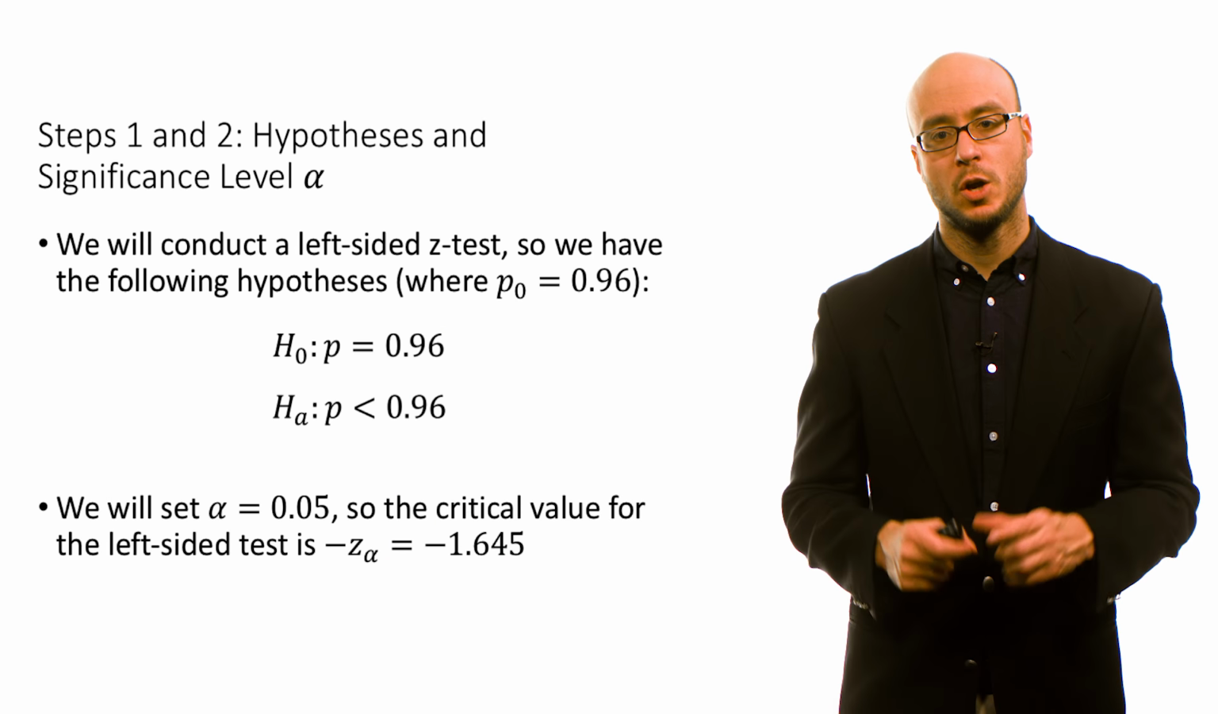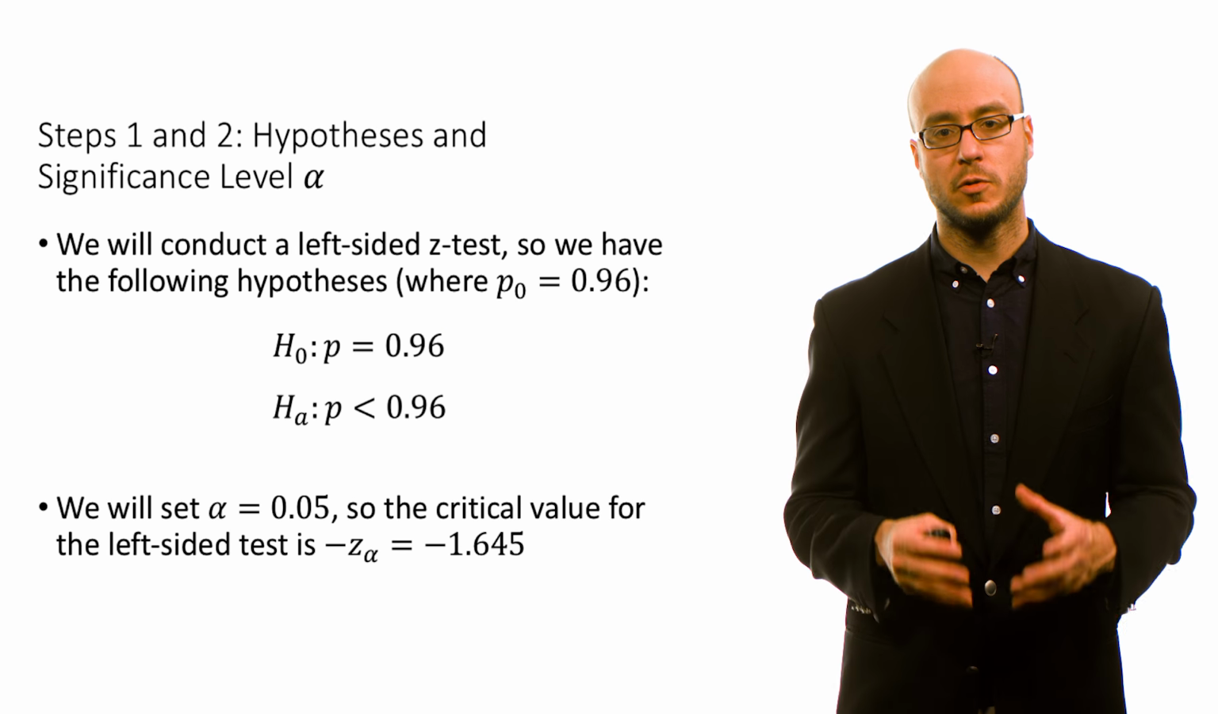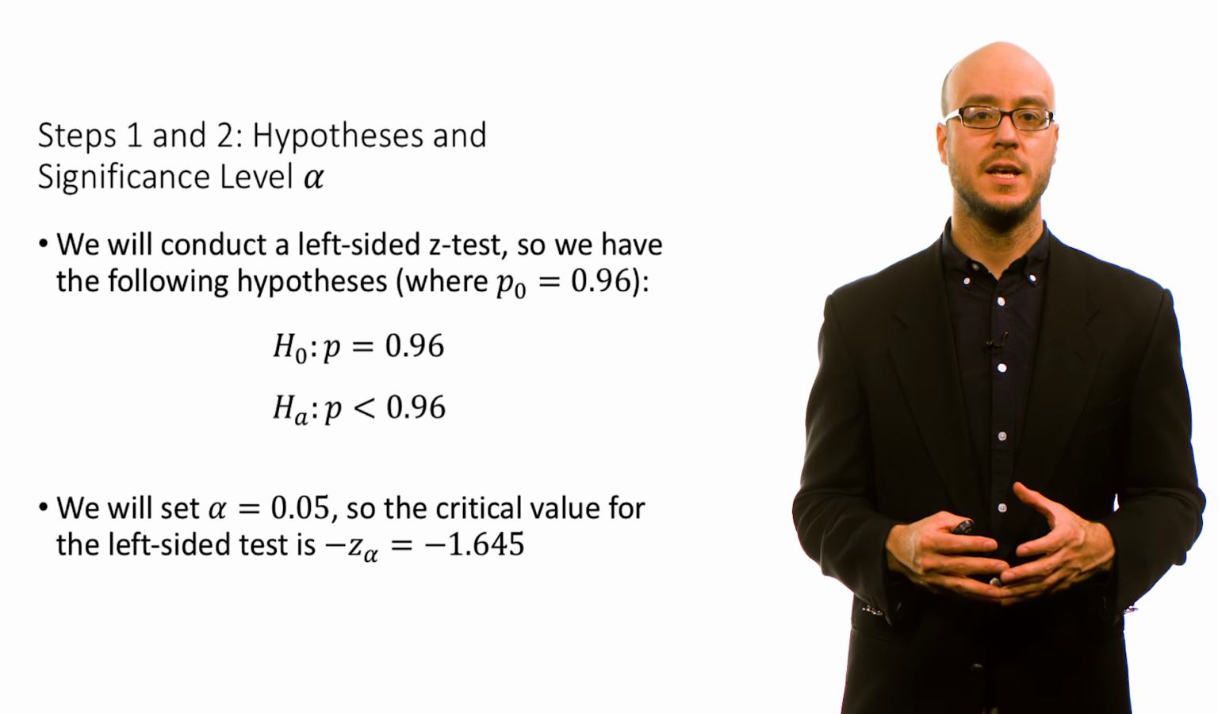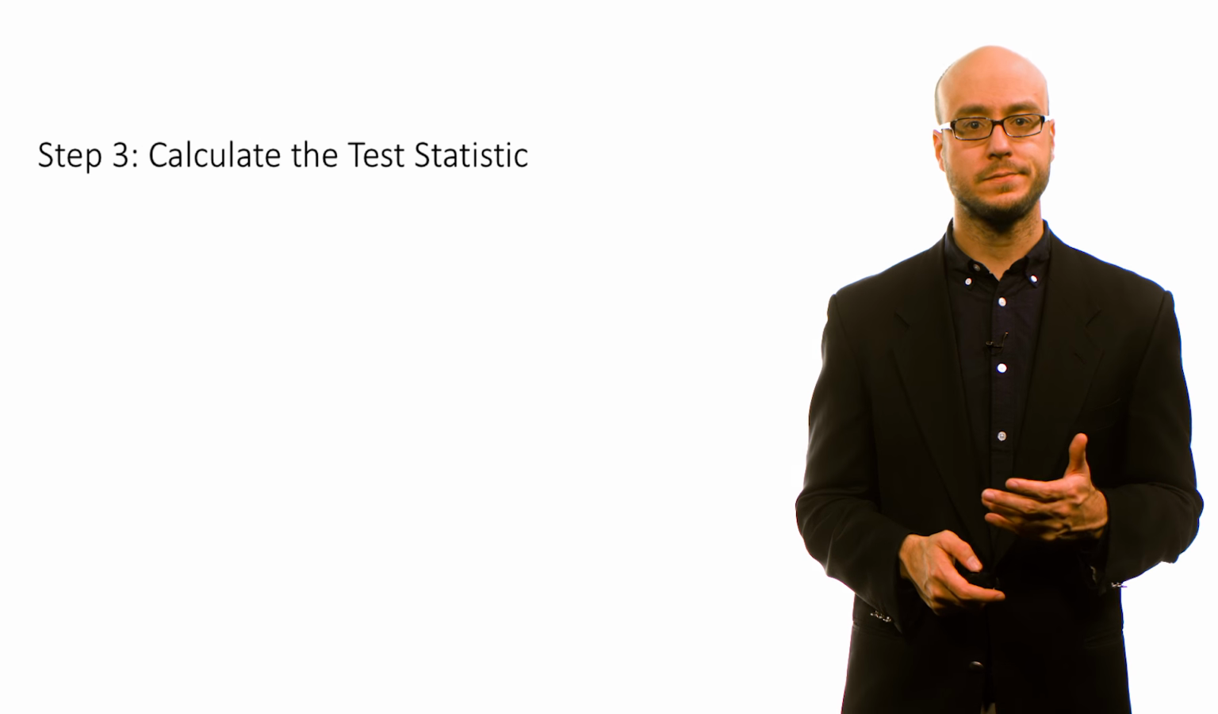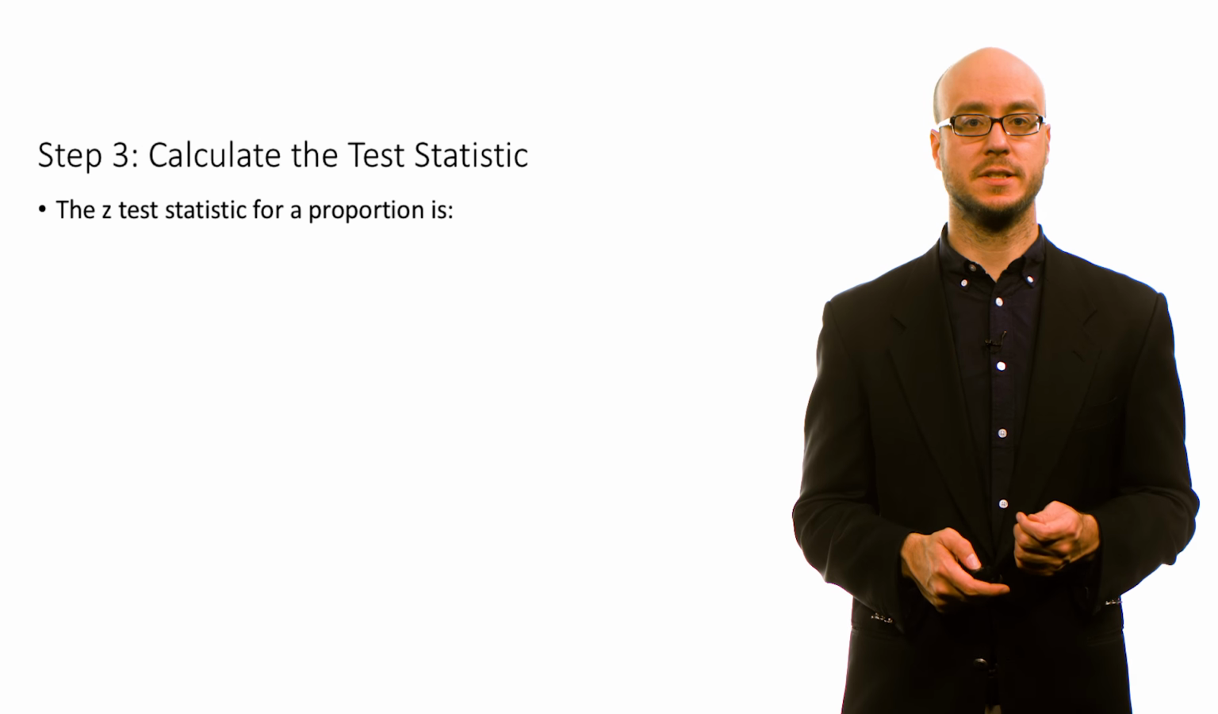Now the way we've set up this problem, we're not really even considering the fact that maybe economics is considered more scientific than physics. We're not even considering that, because we're really interested in, is economics as scientific or is it less scientific in terms of its perception among the American public. We're going to set alpha to 0.05, so the critical value for this left-sided test is going to be negative 1.645. Then we calculate the z-test statistic.